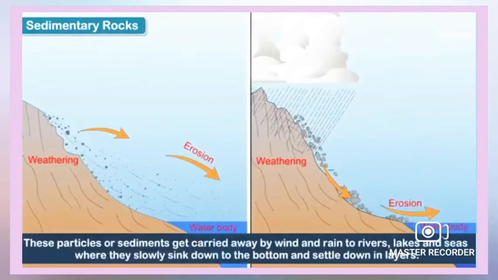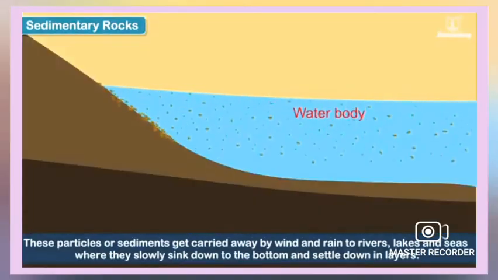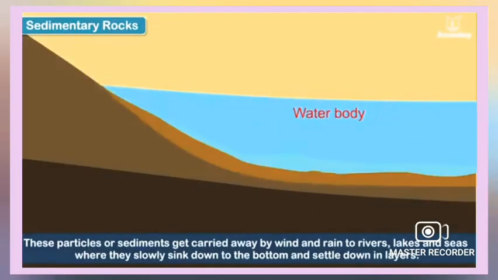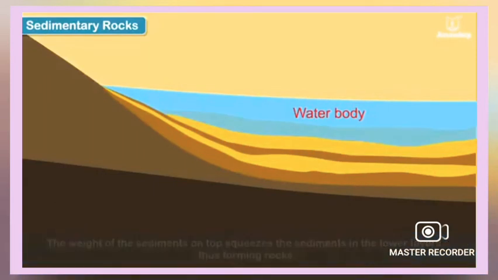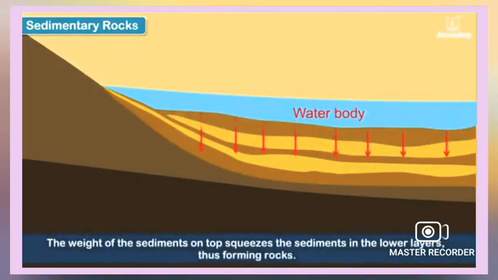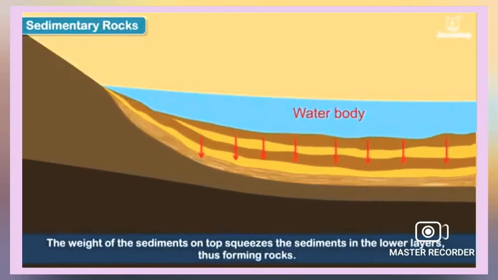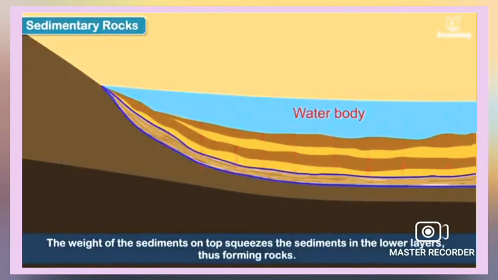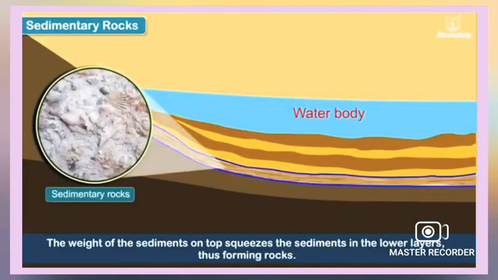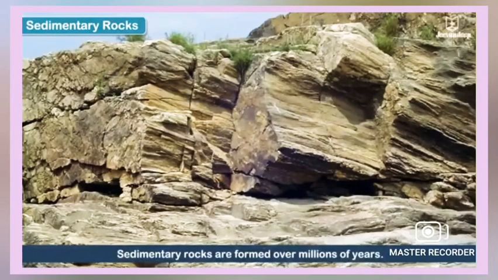These particles or sediments get carried away by wind and rain to rivers, lakes, and seas, where they slowly sink down to the bottom and settle down in layers. The weight of the sediments on top squeezes the sediments in the lower layers, thus forming rocks. These rocks are called sedimentary rocks. Sedimentary rocks are formed over millions of years.